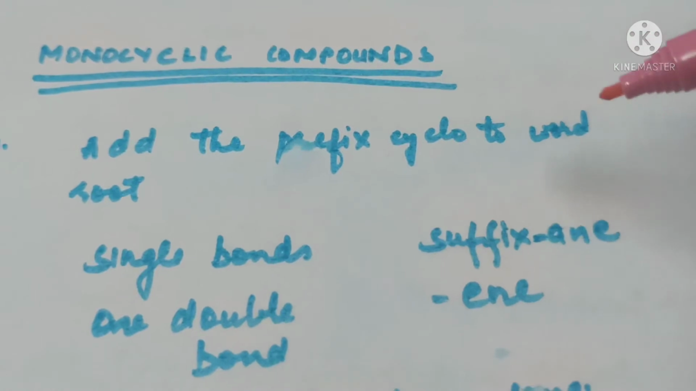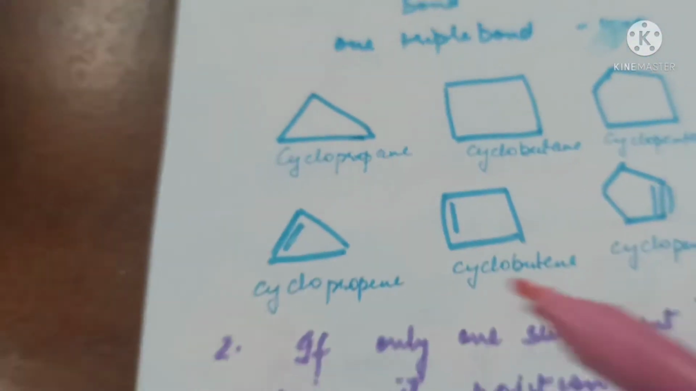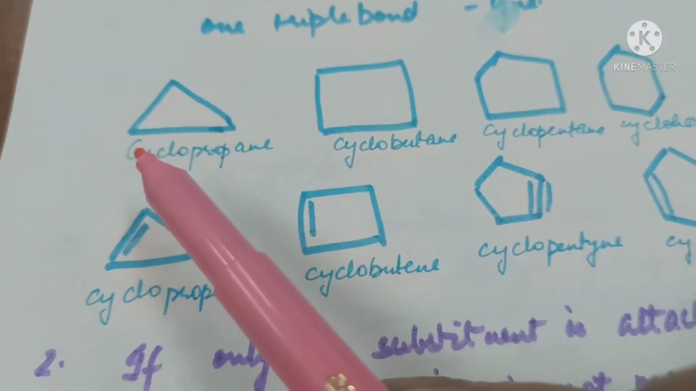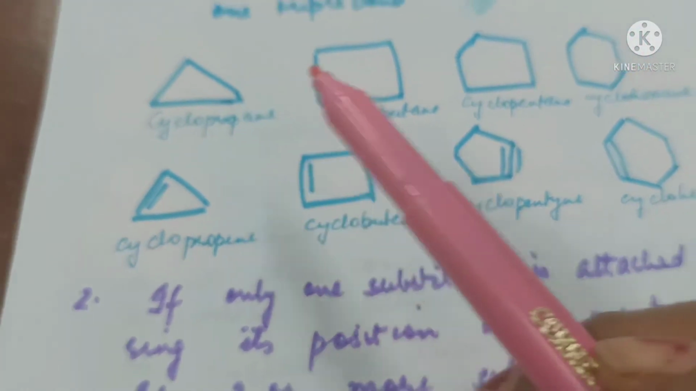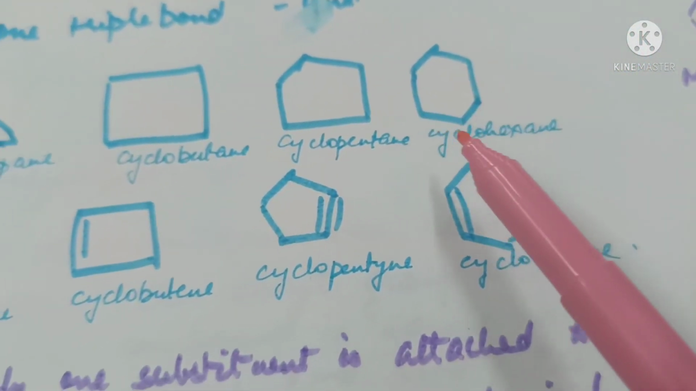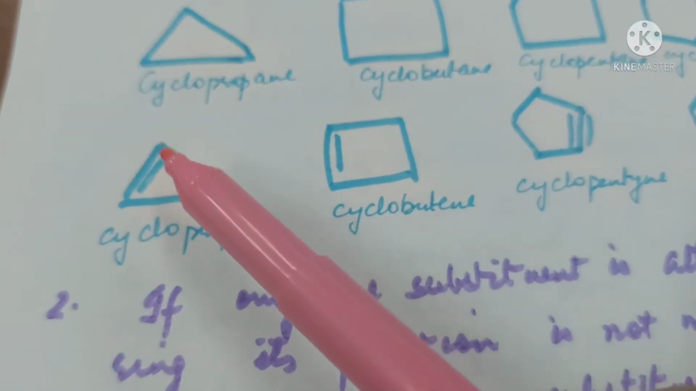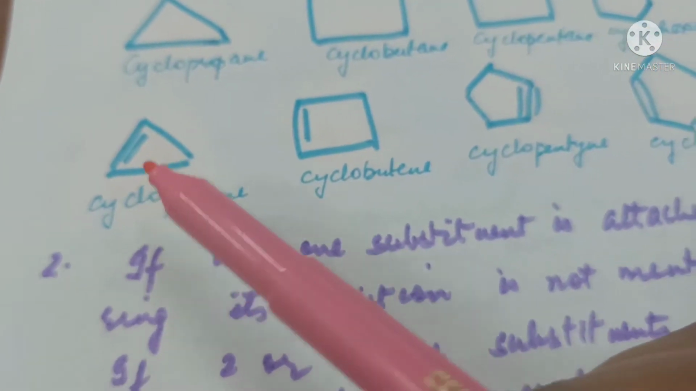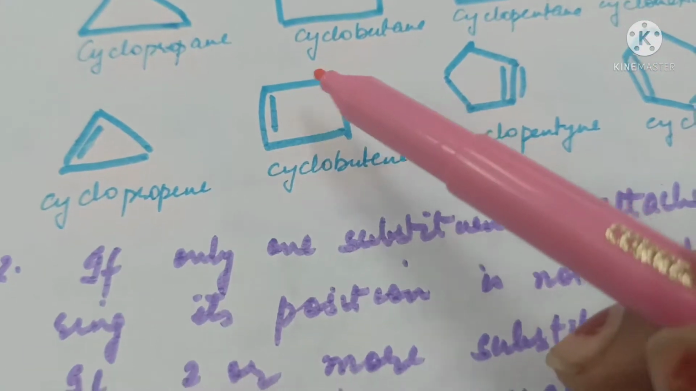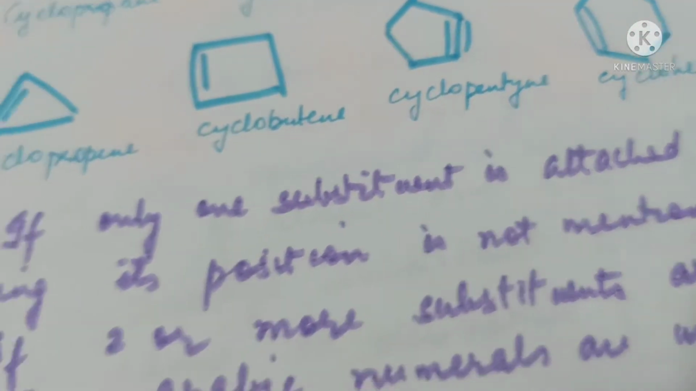Add the prefix cyclo to the word root. So if the compound is of 3 carbon atoms, we will add the prefix cyclo to it and the name will become cyclopropane. This is cyclobutane, cyclopentane and cyclohexane. This one is cyclopropene. So the suffix ene is added for a double bond and yne is added for a triple bond. So this is cyclobutene, this is cyclopentyne and this is cyclohexene.